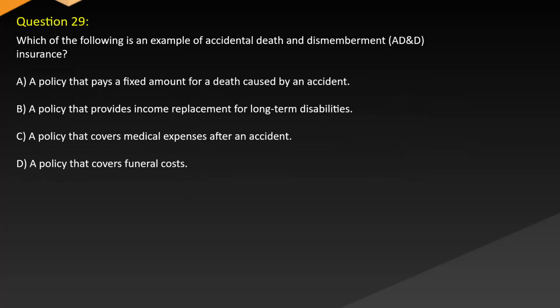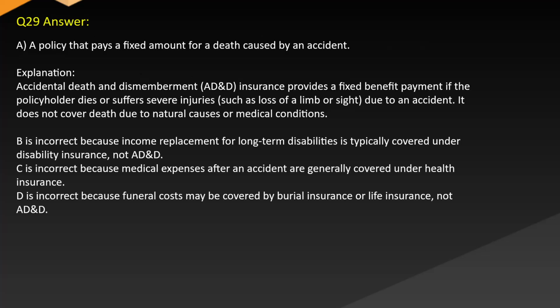Question 29. Which of the following is an example of accidental death and dismemberment (AD&D) insurance? A. A policy that pays a fixed amount for a death caused by an accident. B. A policy that provides income replacement for long-term disabilities. C. A policy that covers medical expenses after an accident. D. A policy that covers funeral costs. Answer: A. A policy that pays a fixed amount for a death caused by an accident.